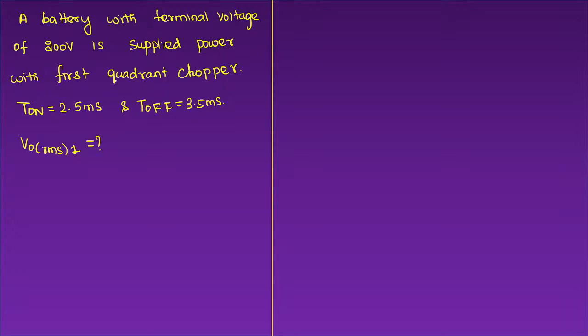That is the question. A battery with the terminal voltage is supplied power with the first quadrant chopper, everything is given. The fundamental RMS output voltage is dash. If you have any idea, you can try first, then I will give you the answer. It's basically related to harmonics. I will write down the formula. You might have read these harmonics formulas even in inverter circuits. Let's see how far you understood the power electronic circuits. Try and drop your answer.